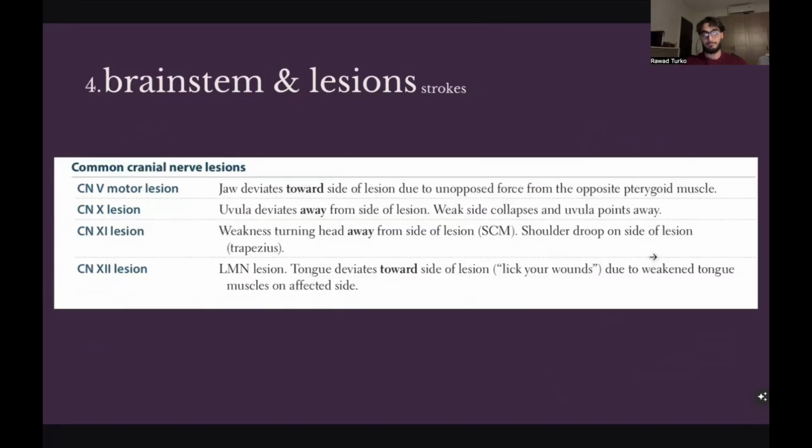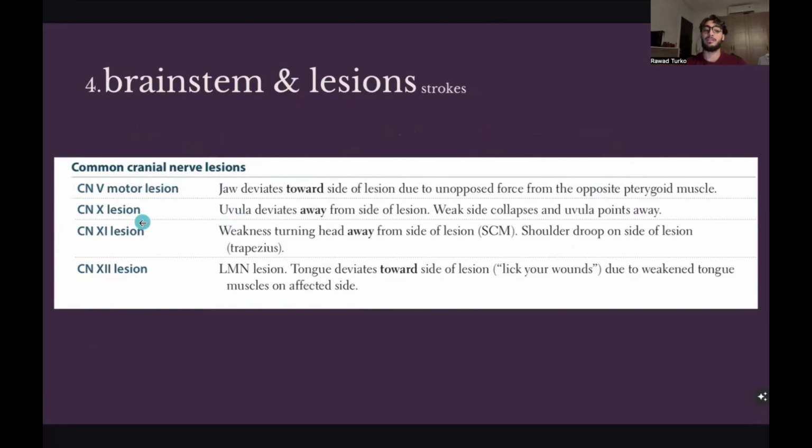Okay. All right. Now, one thing that tends to confuse a lot of people, me included, is what deviates to what side. Does something deviate ipsilaterally or contralaterally if its nucleus is involved? So with cranial nerve 5, which is a trigeminal motor lesion, the jaw would deviate toward the side of lesion due to unopposed force from the opposite pterygoid muscle. With cranial nerve 10 or vagus nerve involvement, the uvula would deviate away from the side of the lesion.